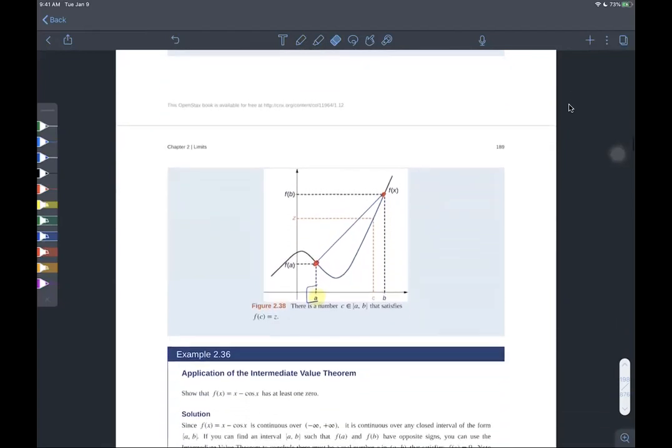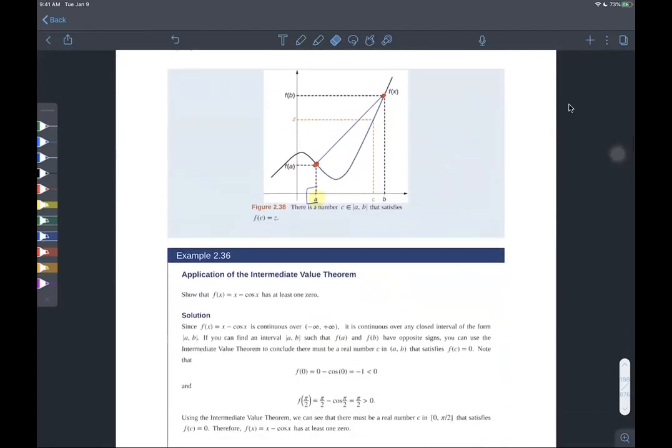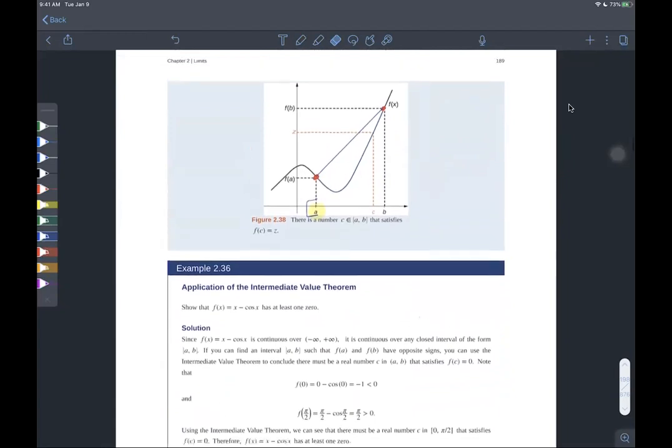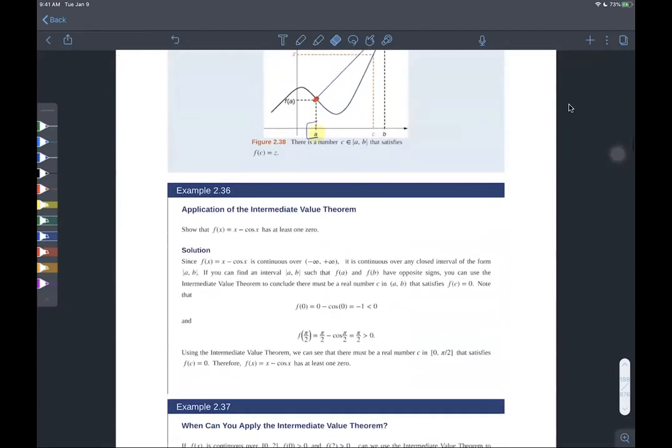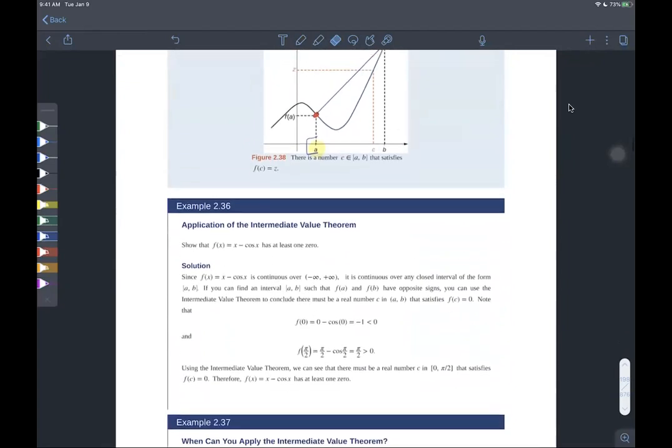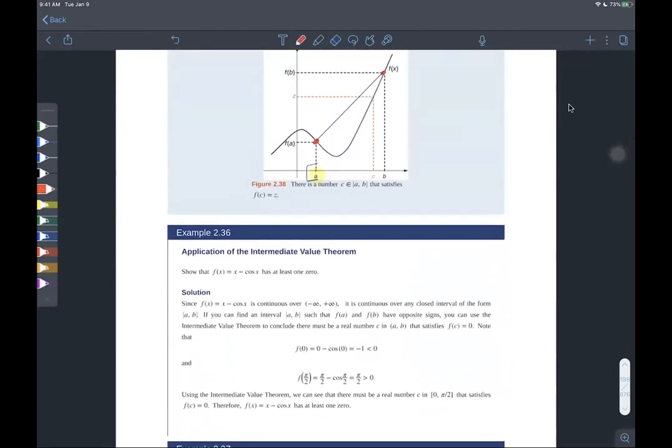So let's go ahead and take a look at an example. There's a couple examples here, so let's take a look at it before we end this video. First of all, here, this function f of x equals x minus cosine of x. We want to show that this function has at least one zero. Okay. So let's read the solution and we'll try to break it down a little bit.